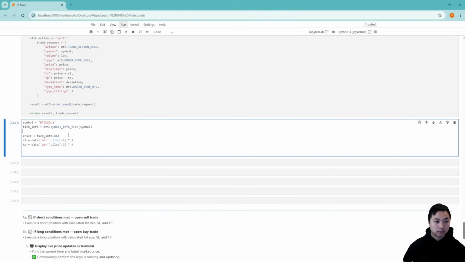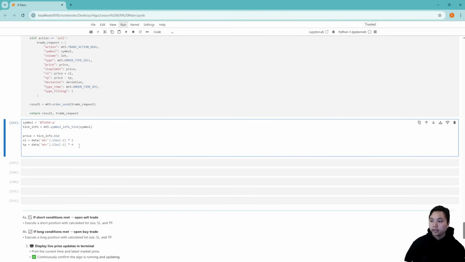So here for the sell order, for these sell scenarios, we enter at the current bid price because that was the price that we can actually sell at. And then we are using the ATR of the last closed bar multiplied by 2 as our stop loss distance. This adapts to current market volatility using the ATR. So if the market is moving a lot, the stop loss automatically scales wider.